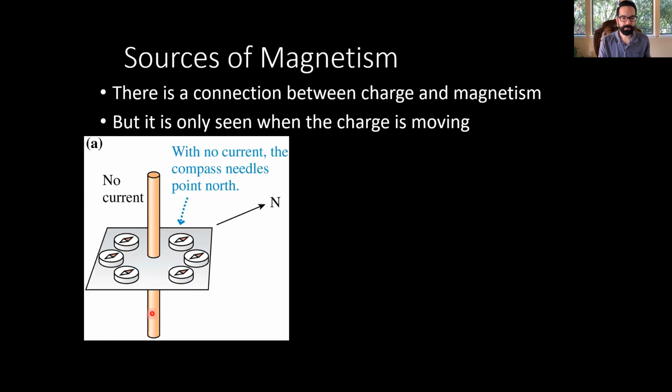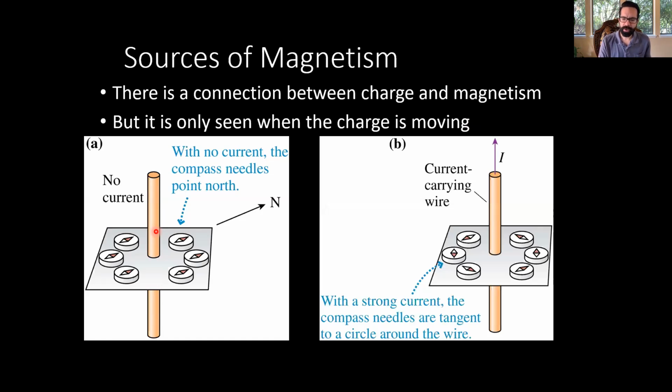So right now, do I have charges in this wire? And the answer is yes, there are charges in the wire. They're not moving in a uniform way, right? There's no current there. So we don't see any magnetic field. Now, Ørsted turns on this wire, right? Connects it to a power supply, turns it on, and all of a sudden, those magnets start to change direction. You start to have these magnets kind of point in a circle around this wire.